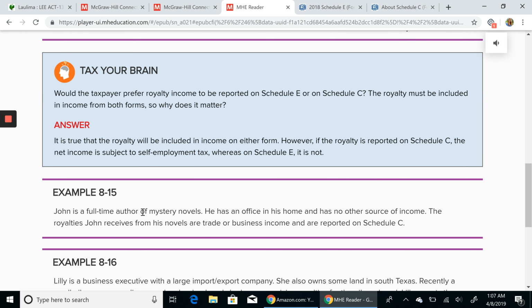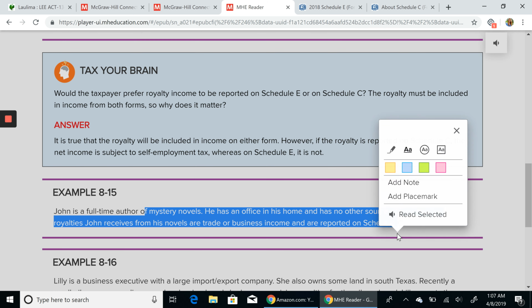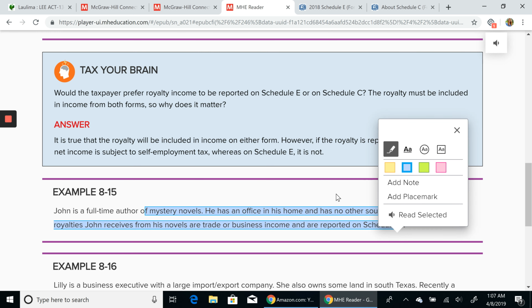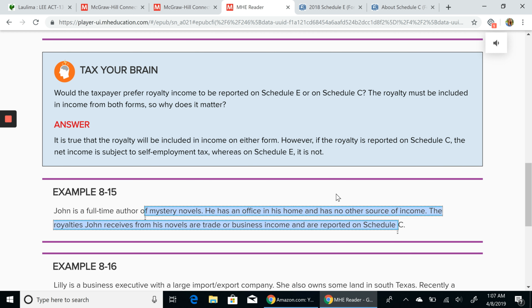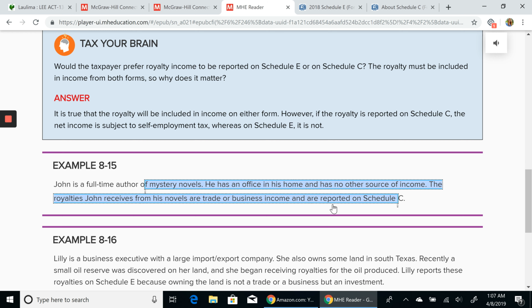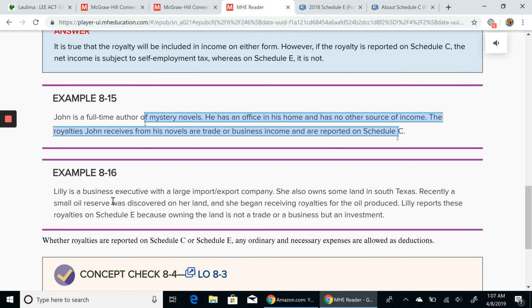John is a full-time author of mystery novels. He has an office in his house and no other source of income. The royalties John receives from his novels are trade or business income and reported on Schedule C.